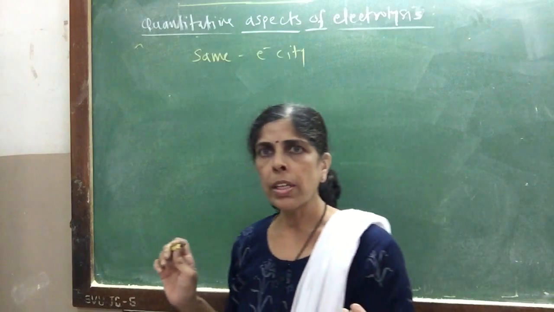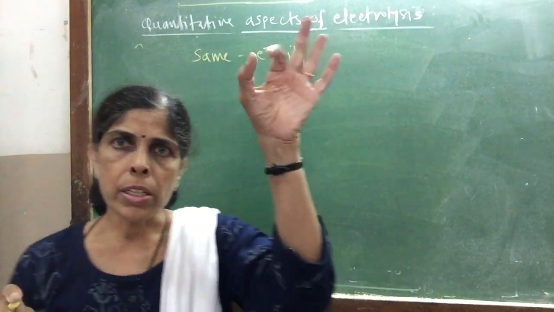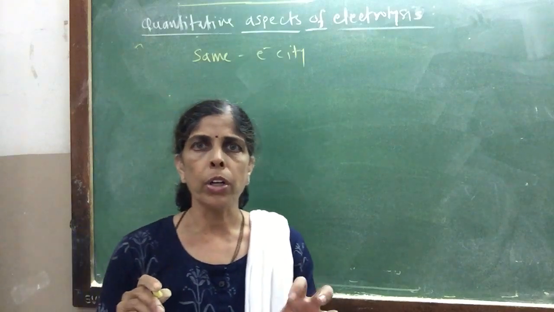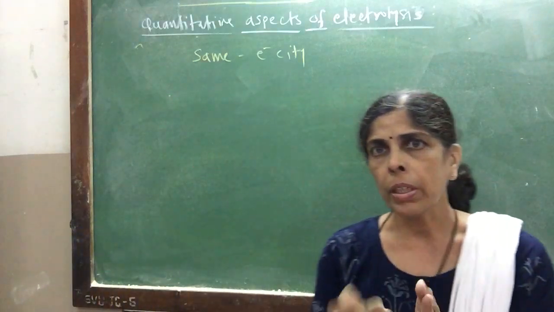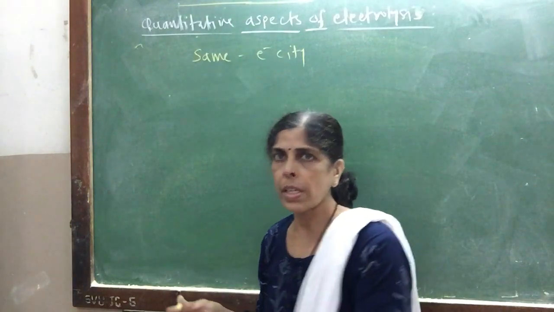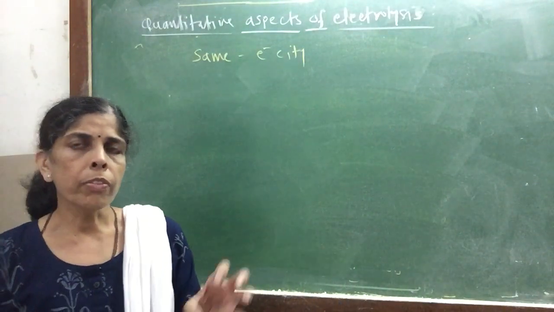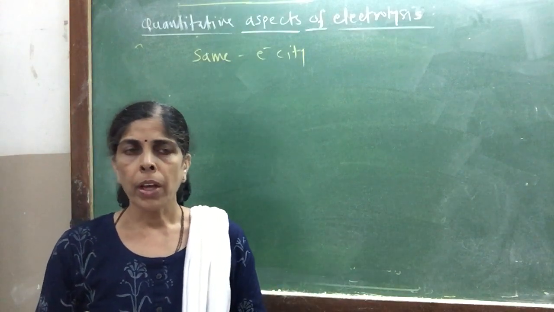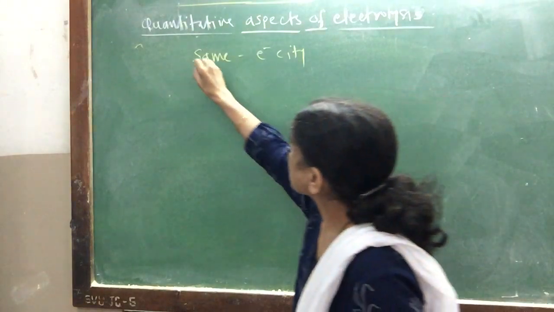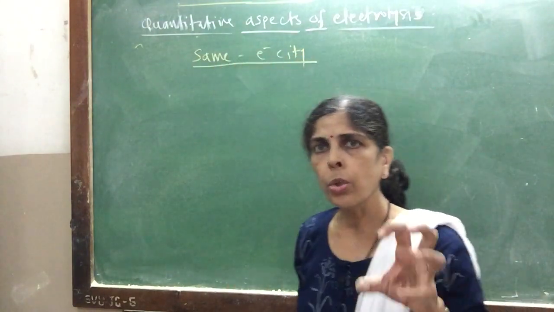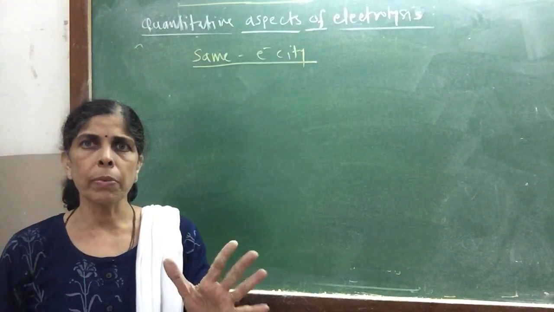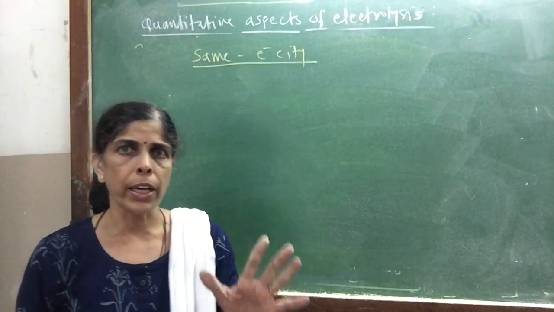In the previous part, we were passing electricity and finding the amount of the product formed, that is, the mass of the product deposited at the electrode. But now we have 2 or 3 different cells in which different electrolytes are taken, and we are passing the same quantity of electricity, that is important. Then in the different cells, what will be the quantity of the substance that is deposited?